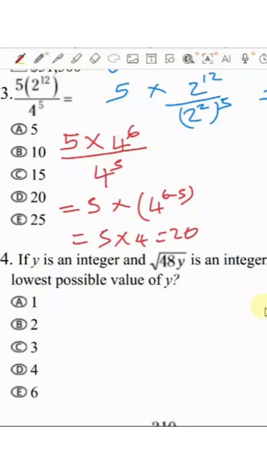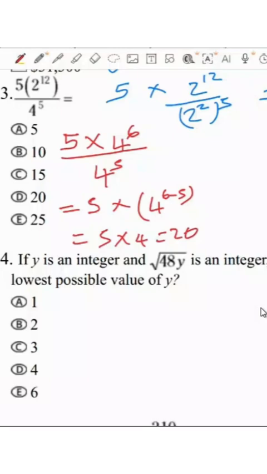We can take another example. Let's take another example. Let's say, what other example can we take? Maybe 8. 8 is not a perfect square. The prime factorization of 8 is 2 raised to the power 3.